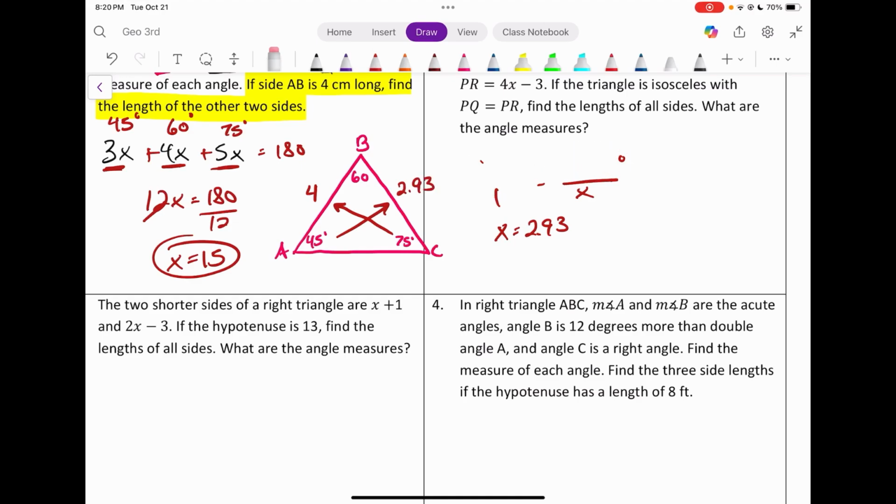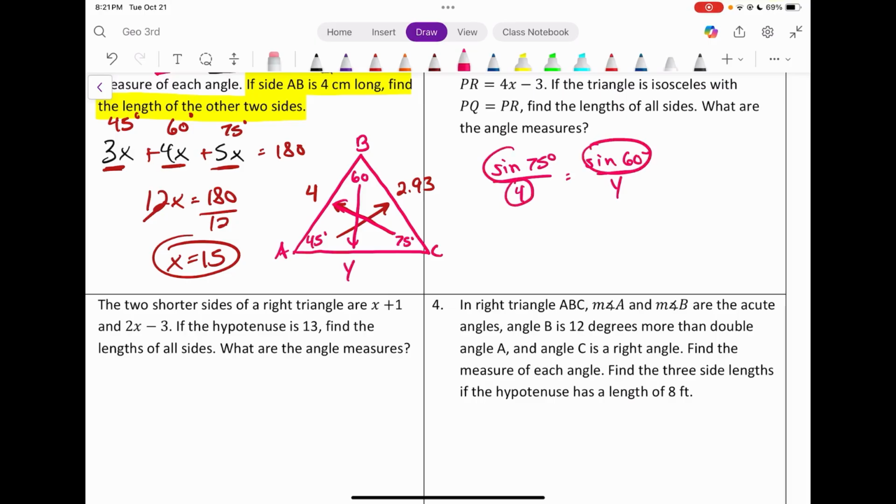Now to find that third missing side, I'm going to let it be, and you can use any letter you want to, I'm just going to use y. So again, we know the sine of 75. I'm going to start out the same way. The sine of 75 over 4 equals the sine of 60 over y. Again, I use this side again, but now that I'm finding y, I use the 60 degrees. We do the same thing. I'm going to multiply 4 times the sine of 60. I'm going to divide that answer by sine of 75, and that gives me a y value of 3.59. So that gives me all the three sides for the B part.